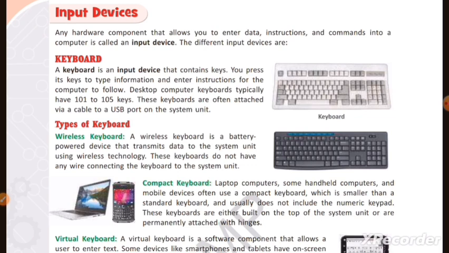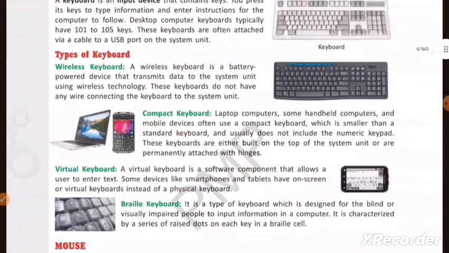नाउ लेट्स सी टाइप्स ऑफ कीबोर्ड. नंबर वन इज वायरलेस कीबोर्ड. अब वायरलेस मीन्स जैसा नाम सजेस्ट कर रहे हो, वायरलेस मीन्स विदाउट अ वायर. A wireless keyboard is a battery powered device that transmits data to a system unit using wireless technology. Transmit means transfer, means आगे transfer करना.